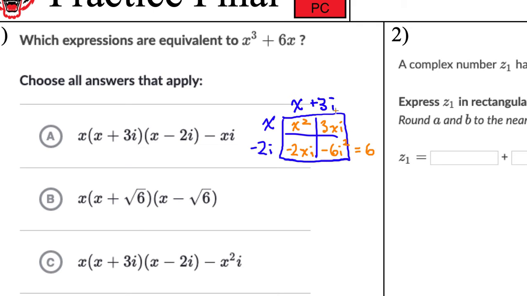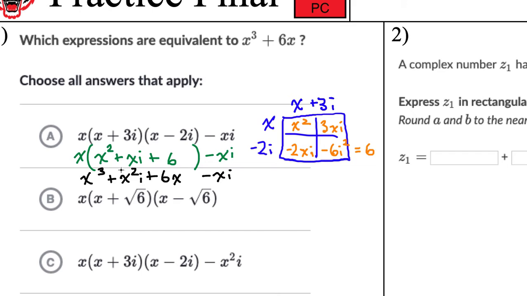I squared is negative 1, which means this is positive 6, because a negative 1 times a negative 6 is a positive 6. So if I add up all of that area, these two multiplied together turn into x squared plus xi plus 6. And I still have that x that I need to multiply by and minus xi that I haven't dealt with. After multiplying everything by x, this turns into x cubed plus x squared i plus 6x, and I still need to subtract xi. If I subtract xi, notice that there are no more xi terms. The whole idea was we would be able to eliminate this x squared i to get x cubed plus 6x.